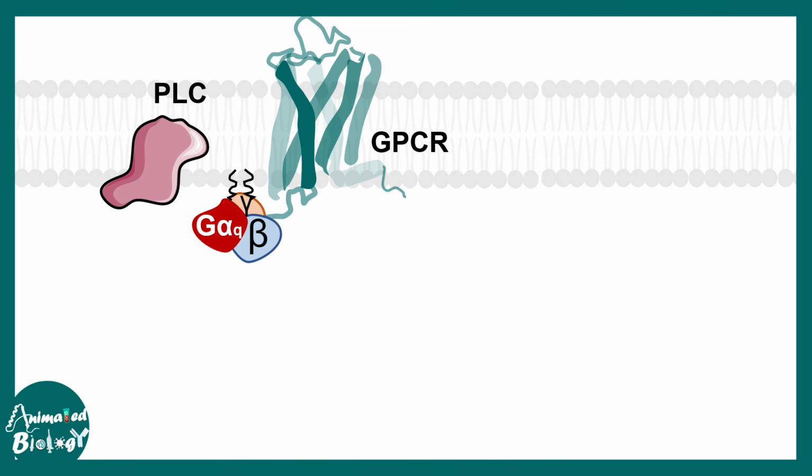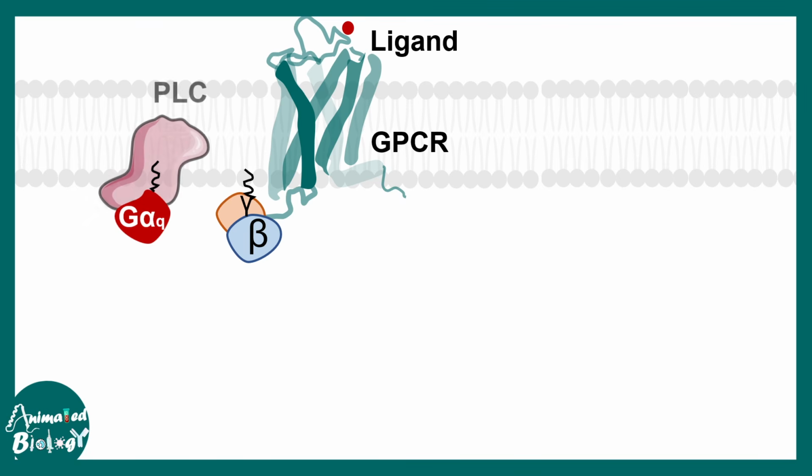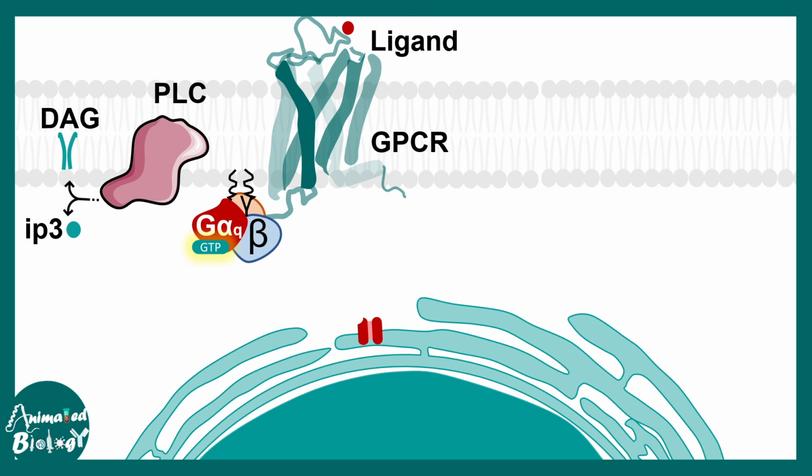This is linked with G protein coupled receptor signaling, specifically G alpha Q signaling, where upon ligand binding, phospholipase C gets activated with the help of the G alpha Q subunit. And this phospholipase C enzyme can cleave membrane bound PIP2 into IP3 and DAG.